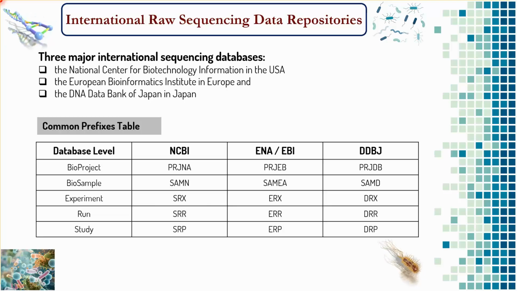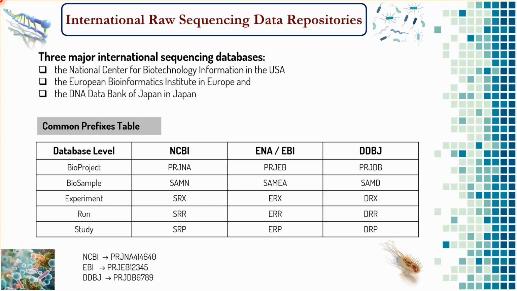Common prefixes are shown here. Bioproject accessions identify the overall study. The accession prefixes are slightly different across these three international databases. For example, PRJNA is used by NCBI, PRJEB is used by EBI, and PRJDB is used by DDBJ. For instance, NCBI, EBI, and DDBJ bioproject accessions may look like this, as shown here.